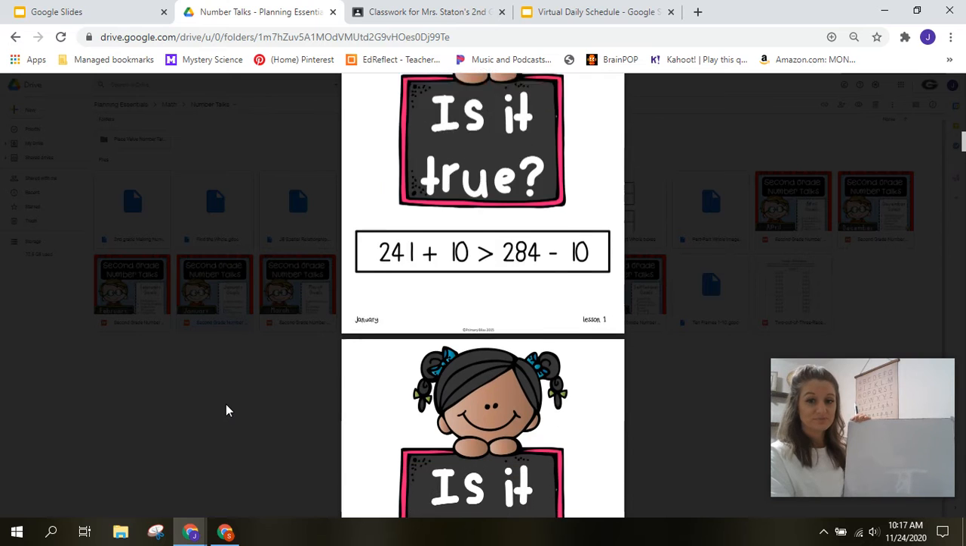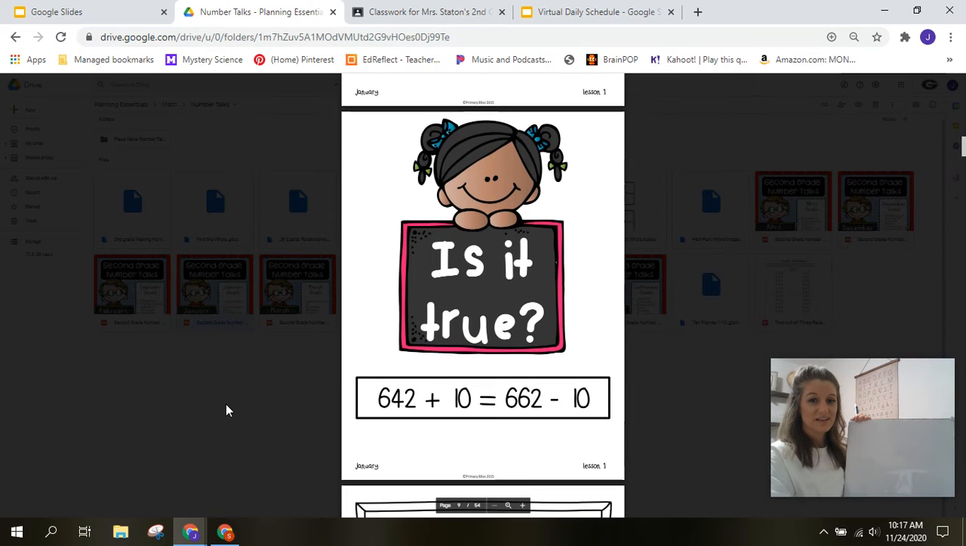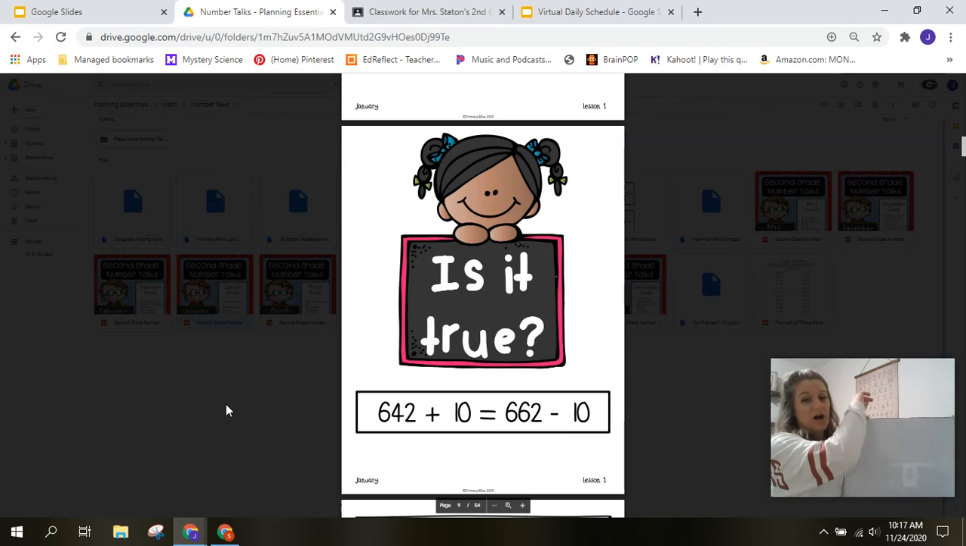Let's do another one. Our last one for today. Okay, does this one have a greater than sign? No. Does it have a less than sign? No. Does it have an equal sign? It sure does. So let's look at that. 642 plus 10, that's just one 10, is equal, which means what? What does equal mean? The same as 662 minus 10.